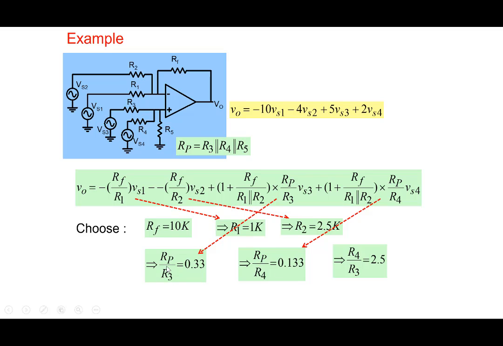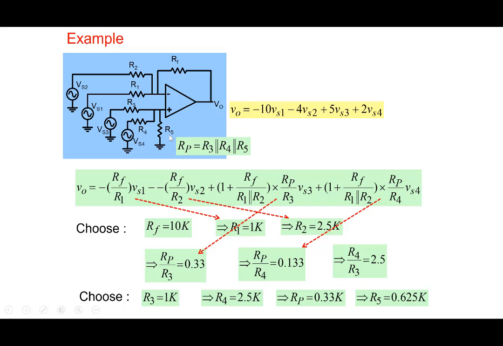And therefore, from these two, we can get R4 by R3 is 2.5. We can choose R3, a convenient value, let's say 1K. So that gives us R4 equal to 2.5K. Then that gives us RP equal to 0.33K here. And then that gives us R5 of 0.625K. Okay, so let's stop here.